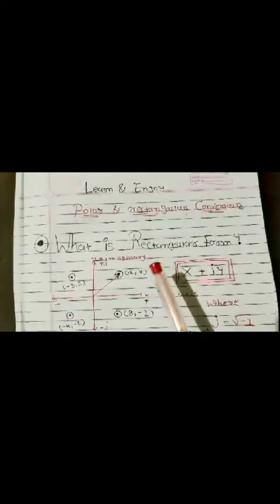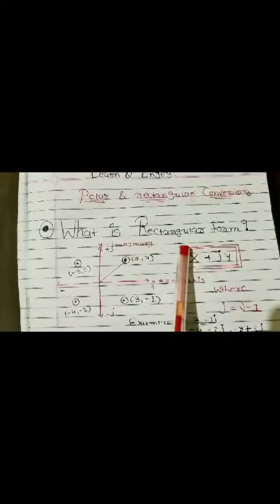Today our topic is polar and rectangular conversion. First we want to know what a rectangular form is. In electrical engineering, you have to face capacitive and inductive reactance, and you have to solve this type of example to convert a rectangular form to the polar form or the polar form to the rectangular form. So first we want to know what a rectangular form is.